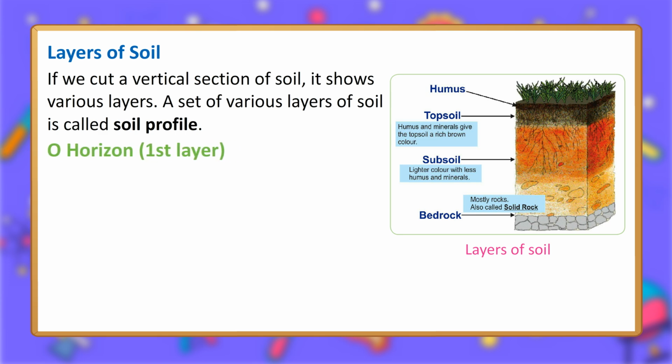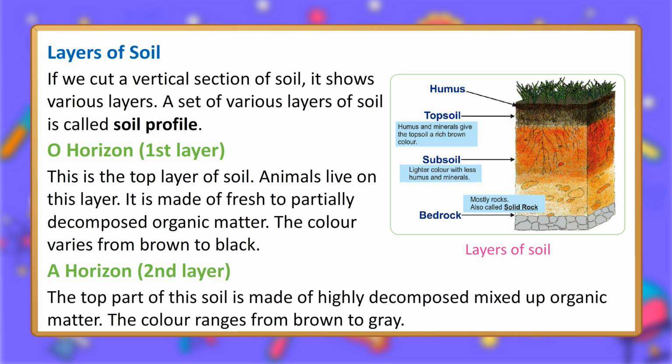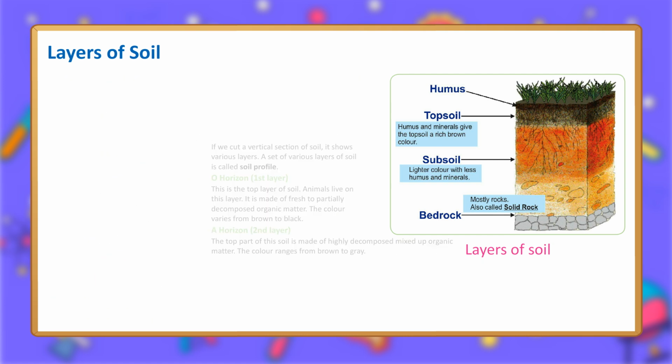O horizon. First layer. This is the top layer of soil. Animals live on this layer. It is made of fresh to partially decomposed organic matter. The color varies from brown to black. A horizon. Second layer. The top part of this soil is made of highly decomposed mixed up organic matter. The color ranges from brown to gray.